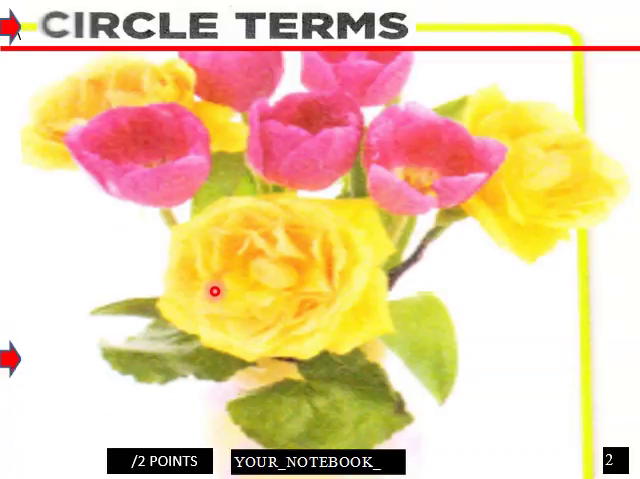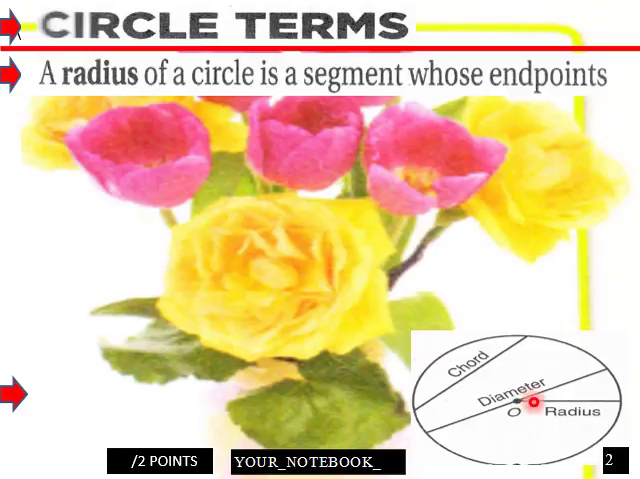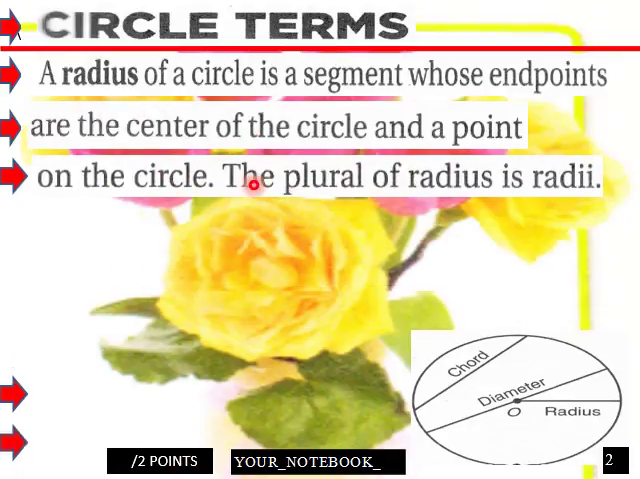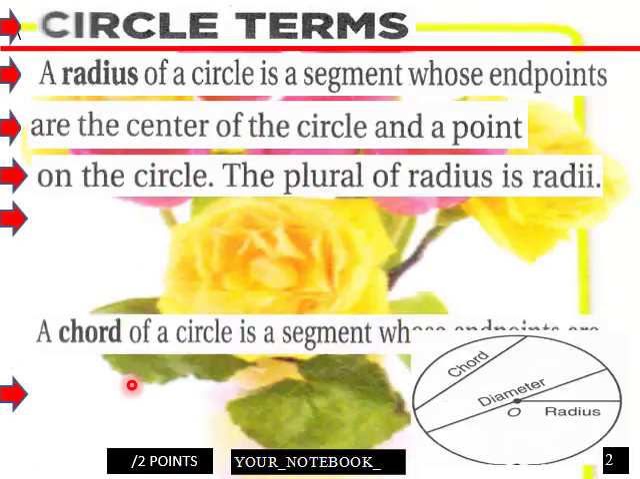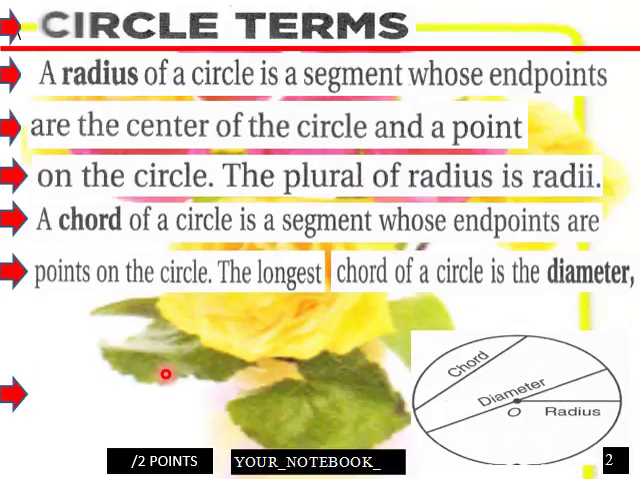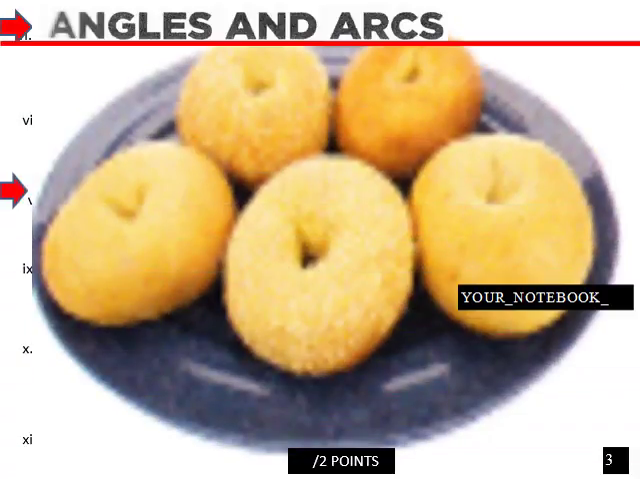Circle terms. A radius is a segment from the center of the circle to a point on the circle. The plural of radius is radii. A chord of a circle is a segment whose endpoints are points on the circle. The longest chord of the circle is the diameter, which passes through the center of the circle.